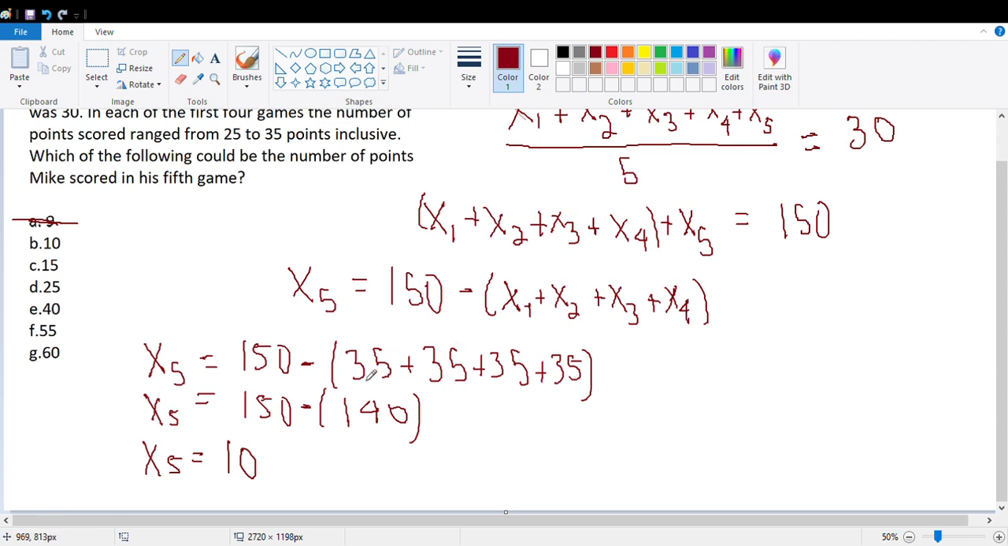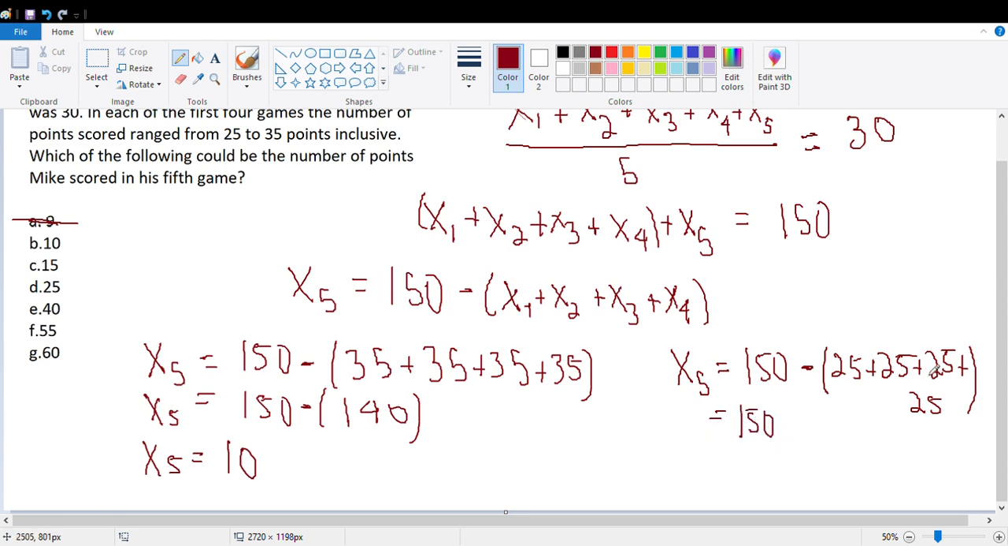So instead of choosing 35 like we did here for the highest possible number of points, I'm going to choose 25. So in this case x5 will equal 150 minus 25 plus 25 plus 25 plus 25. Alright, so we get 150 minus, adding 25 with itself 4 times equals 100. And therefore we get 150 minus 100 is 50. And x5 equals 50. That's the highest possible value that Mike could have scored in the fifth game.